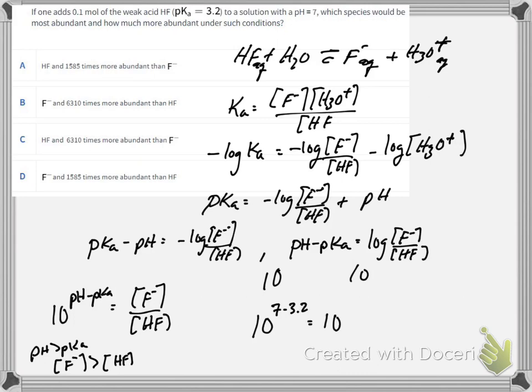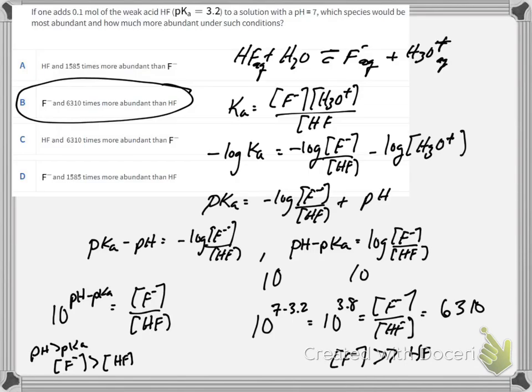So we put the numbers in, and we see that's 10 to the 7 minus 3.2, which is 10 to the 3.8. And so we get 6,310. So much more F minus than we do have for HF. So it's a very convenient way.